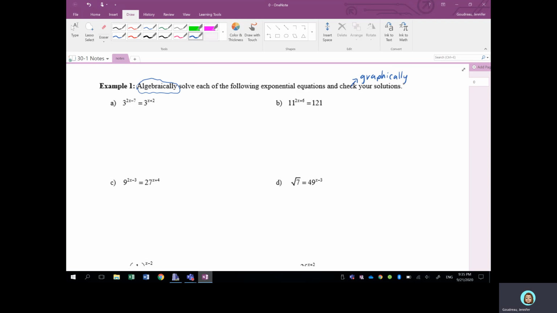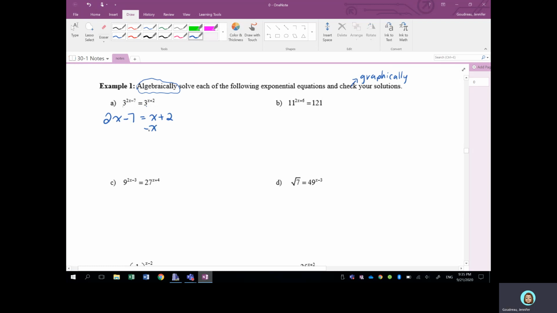Step 1, get both sides into the same base. Already done. Base of 3, base of 3. So step 1 is done. Step 2 is to use our exponent laws to simplify, so we have a single power on both sides. Already done. That step 2 is done. Step 3 then, equate the exponents. So we have 2x minus 7 equals x plus 2, and there is a linear equation for us to solve.